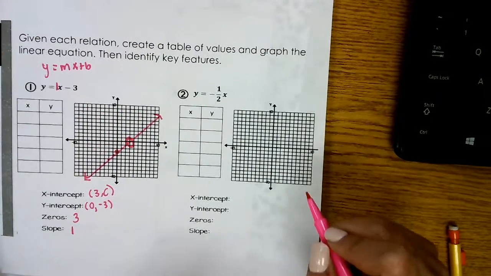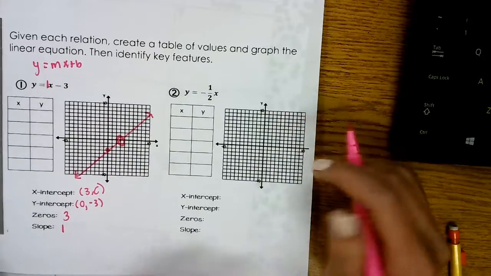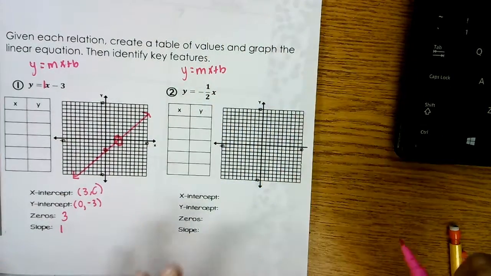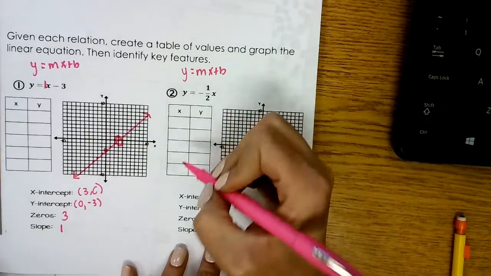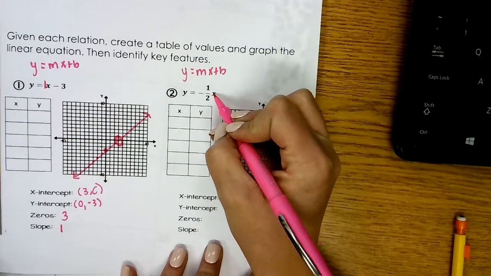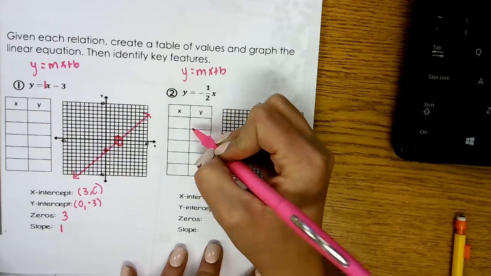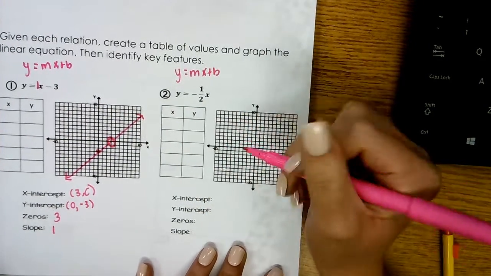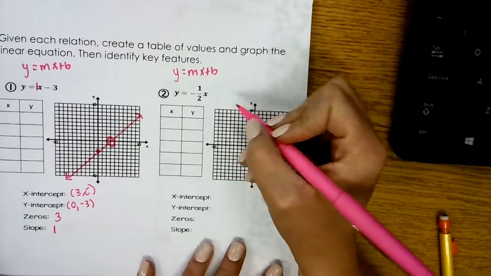Alright, then, number 2, y equals -1/2 x. Again, we're in y equals mx plus b, slope-intercept form of a linear equation. You can create the table. You can put values in for x and then figure out what the y value is going to be and then plot all of the points. But we're going to skip that part because we know how to graph a line given an equation.